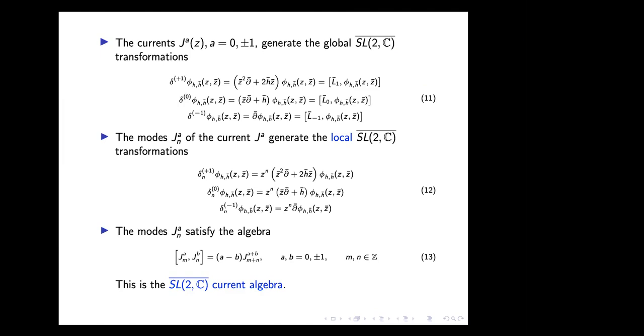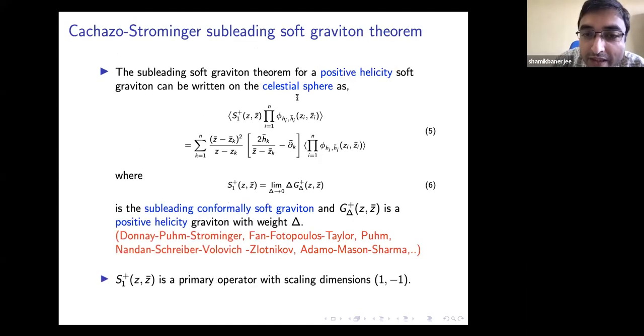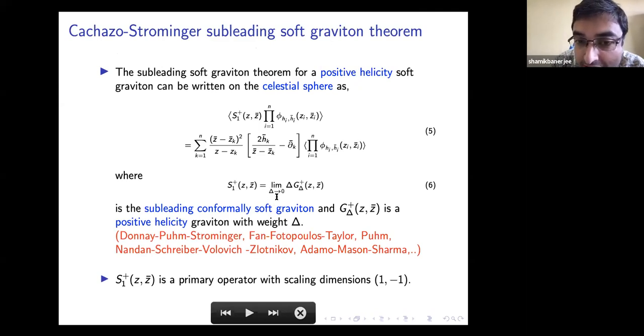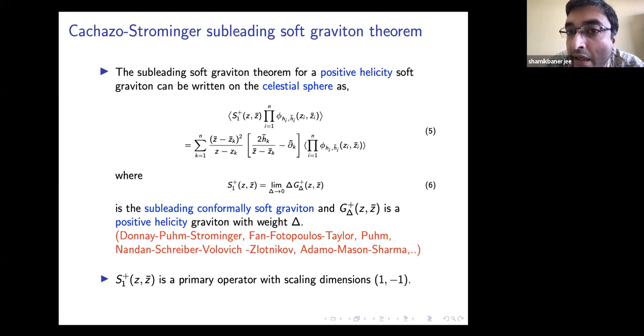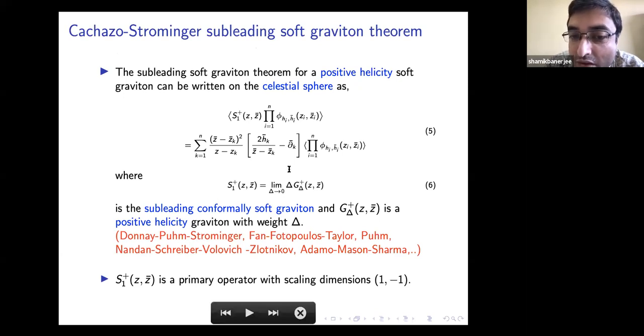One more thing you said earlier, about the soft graviton: what is the conformal soft graviton? Conformal soft graviton is essentially this object. You write S1 plus of Z, Z bar equal to the limit delta going to 0 of delta times G plus delta. We call it conformally soft because on the sphere, since you have already integrated out the energy, you don't have any notion of soft. But it turns out that the notion of softness is now in terms of this scaling dimension.